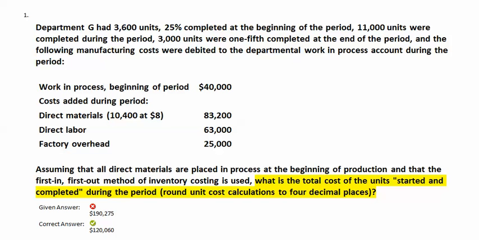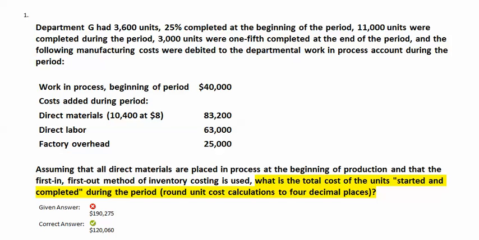What is the total cost of the units started and completed during the period? So we're going to have to know what the cost was associated with the materials for those units, as well as the conversion cost for those units. Okay, I'll go through and do my calculation as to the equivalent units for both the materials and the conversion costs. First, I'll just do the conversion cost first.